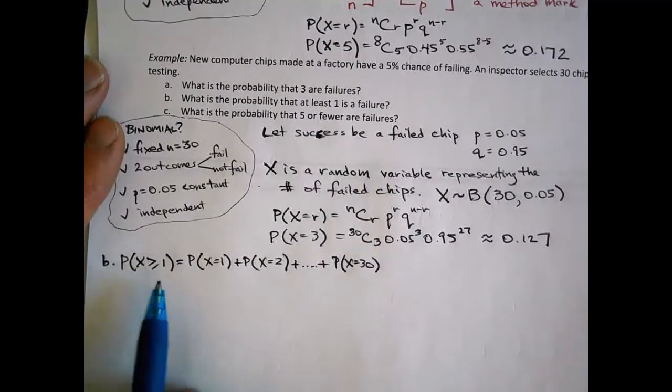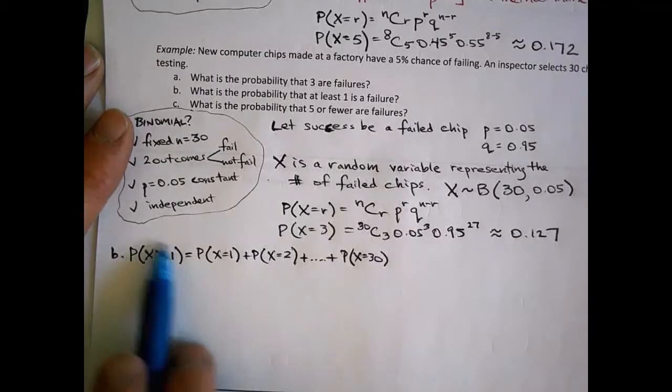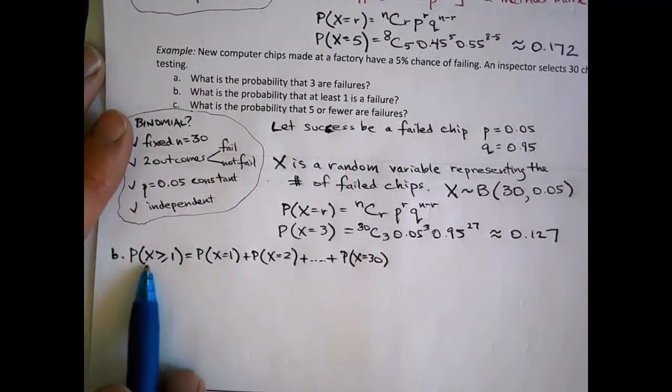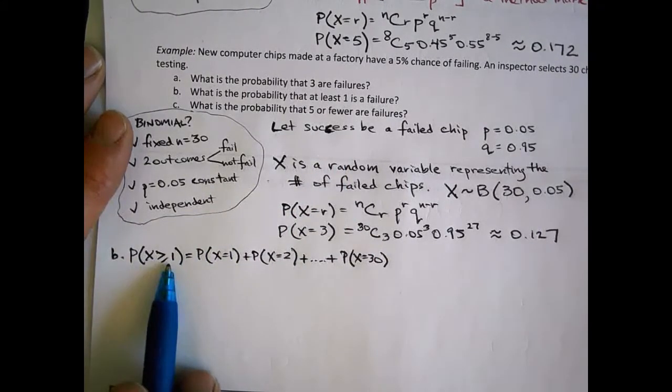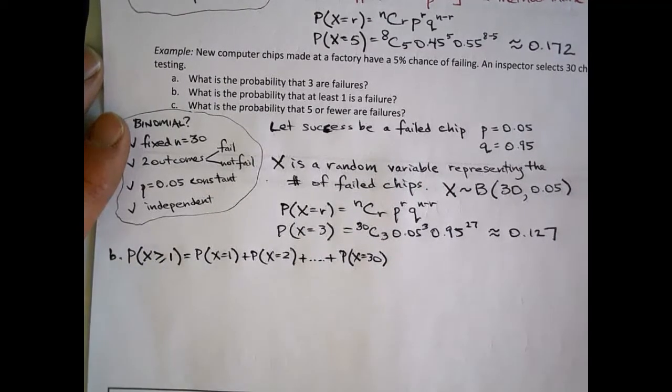The other thing to note is that the probability of x is greater than or equal to 1. In this case, there's a distinction with the greater than or equal to. We want to know at least one failure. So that means we include the probability of 1, plus 2, plus 3, plus 4. Unlike in the normal distribution, where the greater than and the greater than or equal to sign don't matter, they're the same, in this case, they're different. So make sure you're careful about counting here.